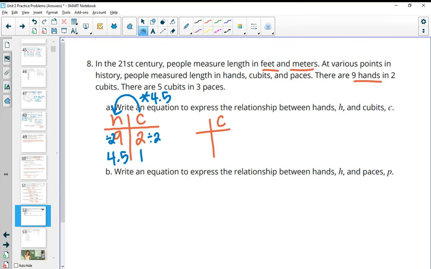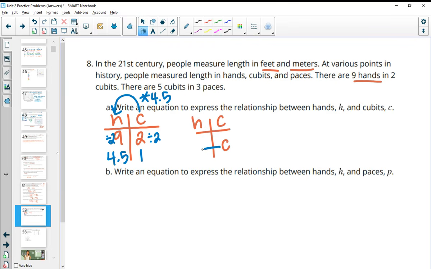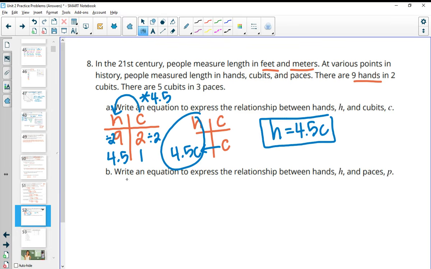So if we were looking at how many cubits for hands, so if we just had C cubits, we would multiply that by 4.5 to get hands. So this would be your equation. 1 hand equals 4.5 cubits. So that would be your equation.